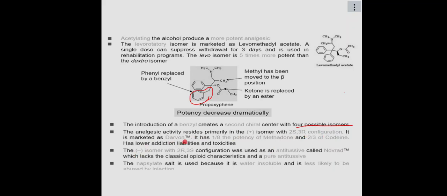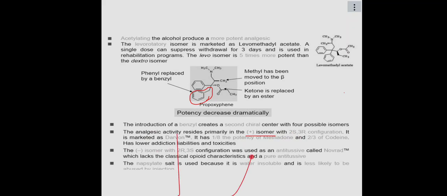It is marketed as that. It has 1/8 the potency of methadone and 2/3 of codeine, and has low addiction ability and toxicity. The levo isomer with 2R 3S configuration was used as an antitussive. So even the stereochemistry is changing completely, because you can see it is a dextroisomer. Note that difference. The analgesic activity is primarily in the dextroisomer, with the 2S 3R configuration, which has analgesic activity. I'll show that in a minute.